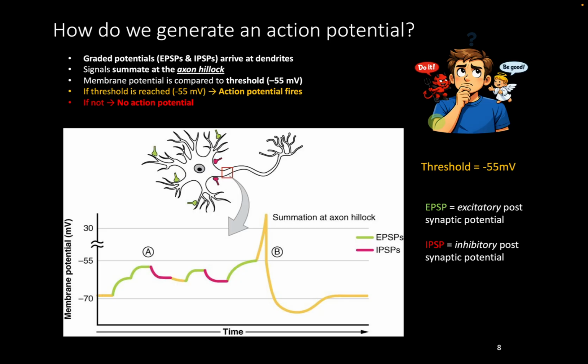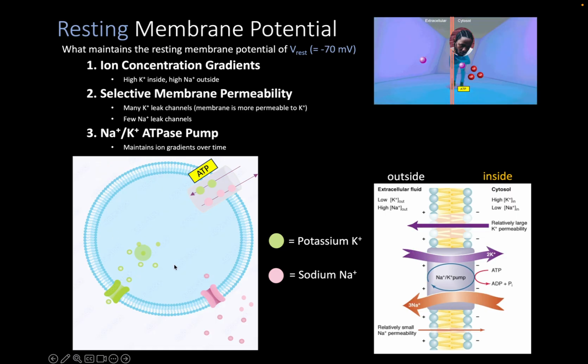Okay, so now let's talk about how we actually generate these action potentials. We've talked a little bit about them. Why are they important? Well, they're going to help us with signaling. So the first thing I want to mention about how to generate one is that an action potential can only be generated if the voltage of that neuron hits threshold, which is negative 55 millivolts. And right now, we've just been focused on maintaining a voltage of negative 70.